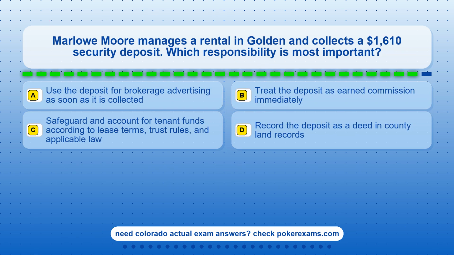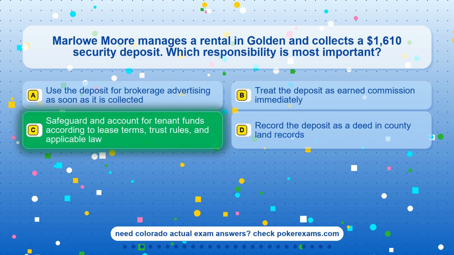Question 20. Marlo Moore manages a rental in Golden and collects a $1,610 security deposit. Which responsibility is most important? Option A. Use the deposit for brokerage advertising as soon as it is collected. Option B. Treat the deposit as earned commission immediately. Option C. Safeguard and account for tenant funds according to lease terms, trust rules, and applicable law. Option D. Record the deposit as a deed in county land records.